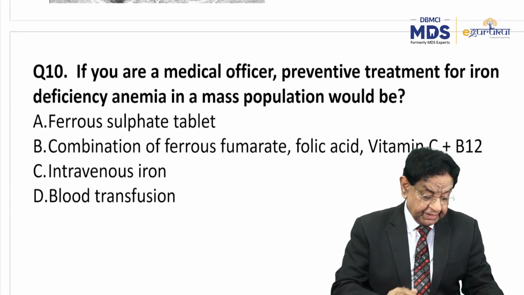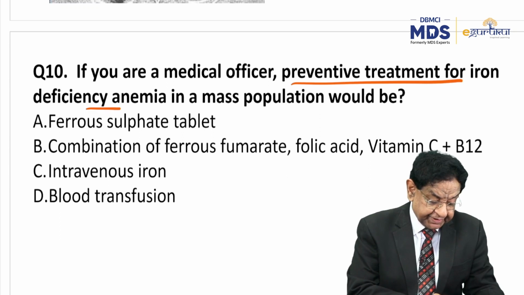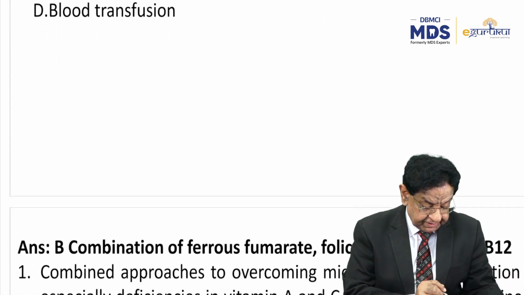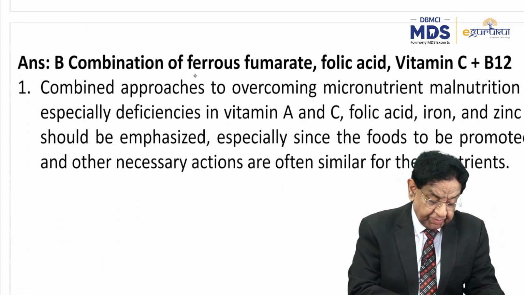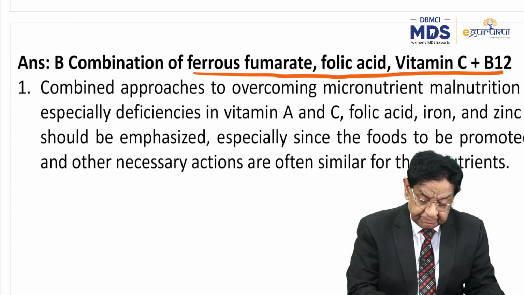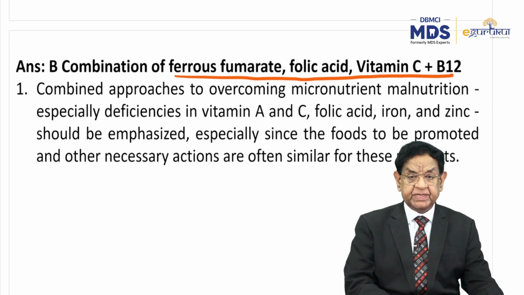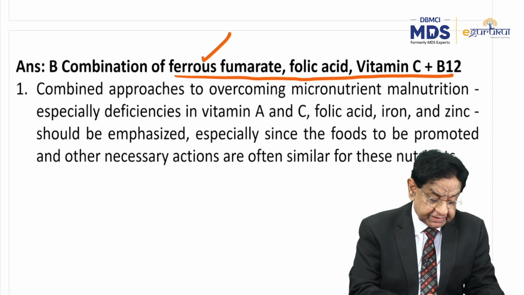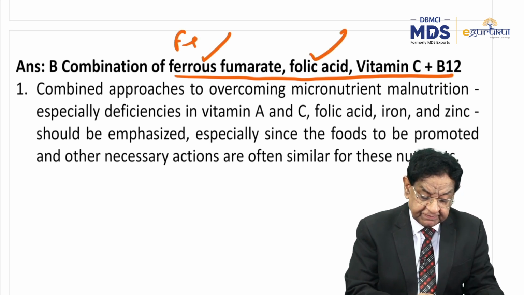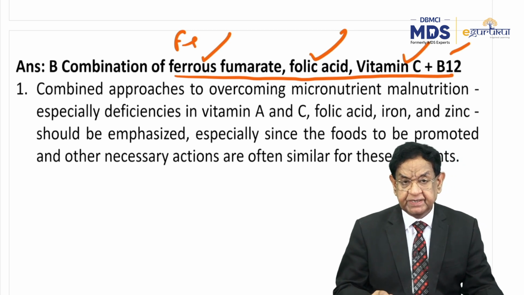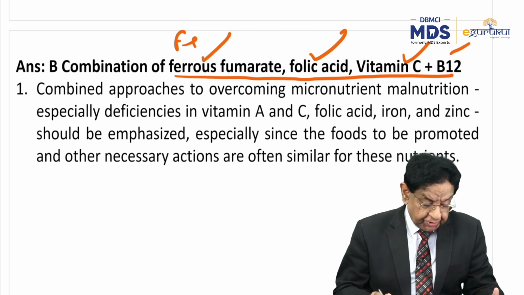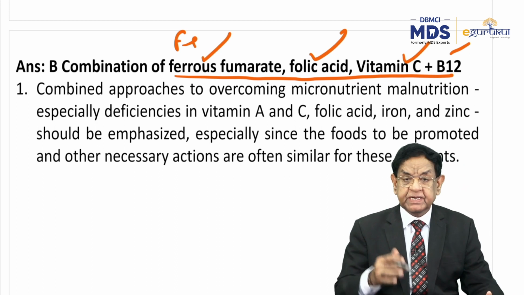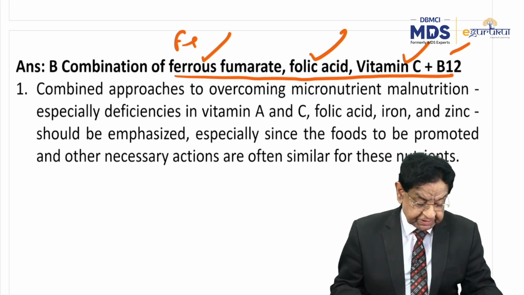Question 10. You are a medical officer. Preventing and treating iron deficiency anemia in the mass population, what's the best combination? The answer is B. That is, give a combination of ferrous sulfate, folic acid, vitamin C, and B12. This combination is available in the market, and you are taking care of the iron status, you are taking care of the folic acid, vitamin C, B12, all of which are needed for better improvement of iron in a community. So to some extent we are able to compensate.